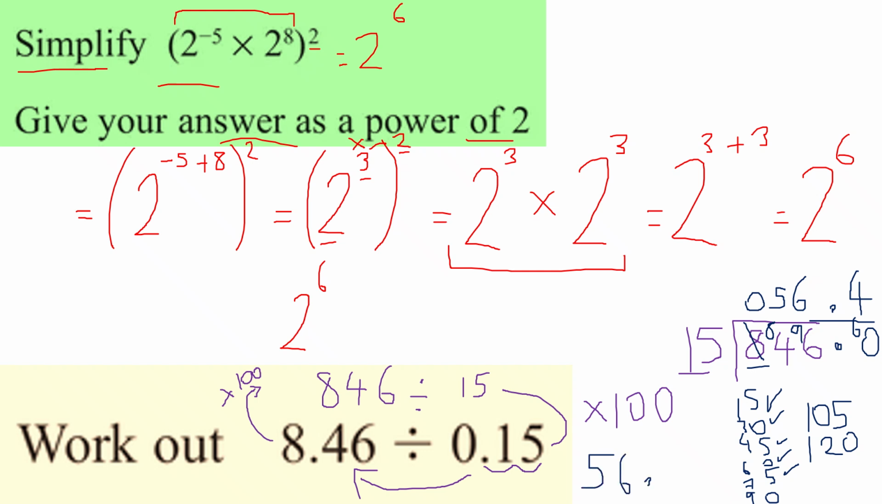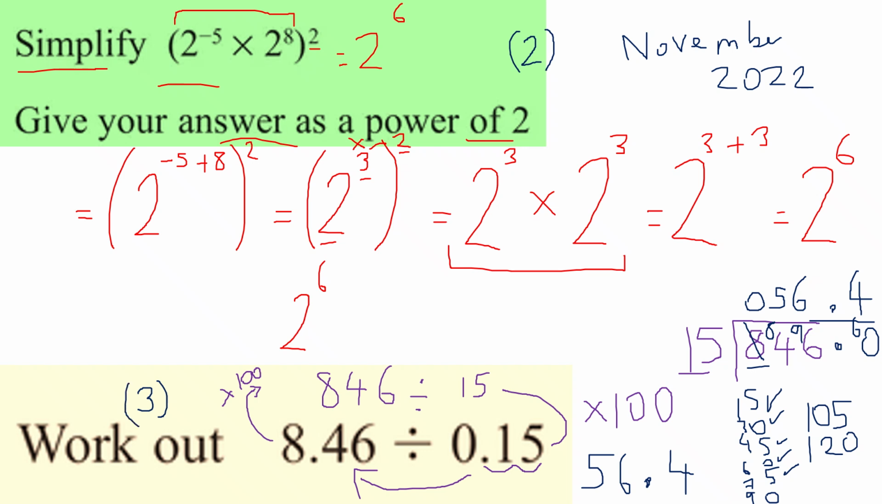56.4 as our answer. This question was actually worth 3 marks. The top one I believe was worth 2 marks, from the November 2022 series, and this bottom one was from the summer 2023 series, dividing by a decimal. But that is looking at some index laws and dividing decimals. Thank you.